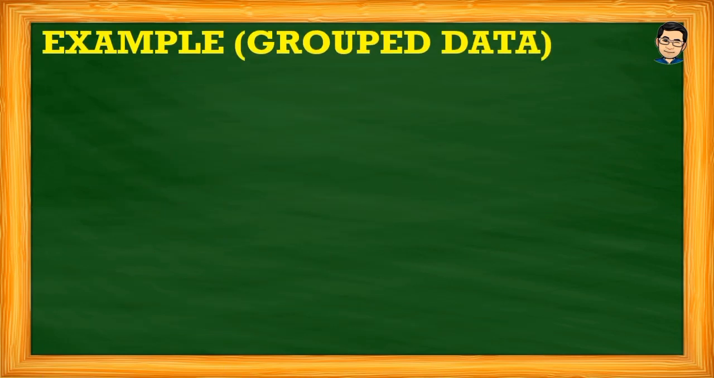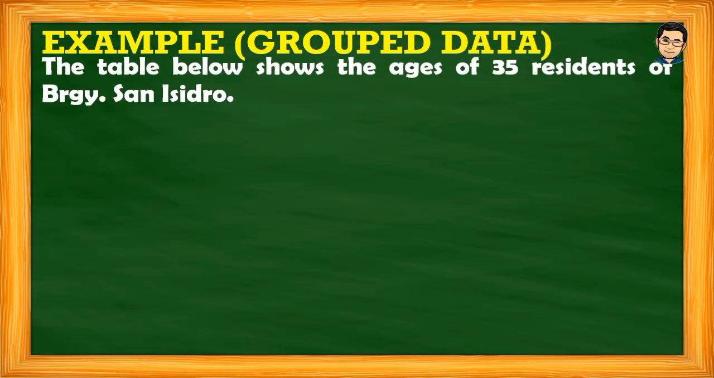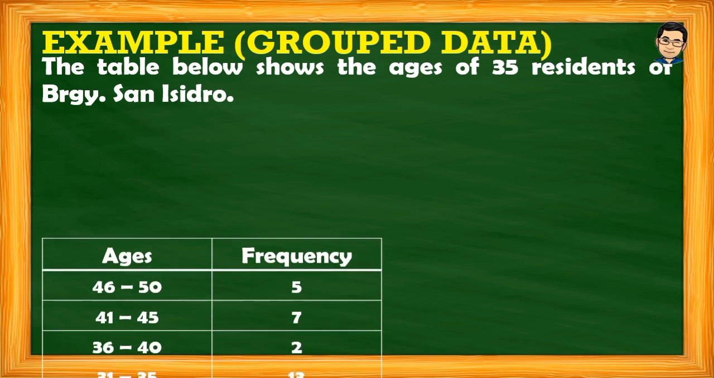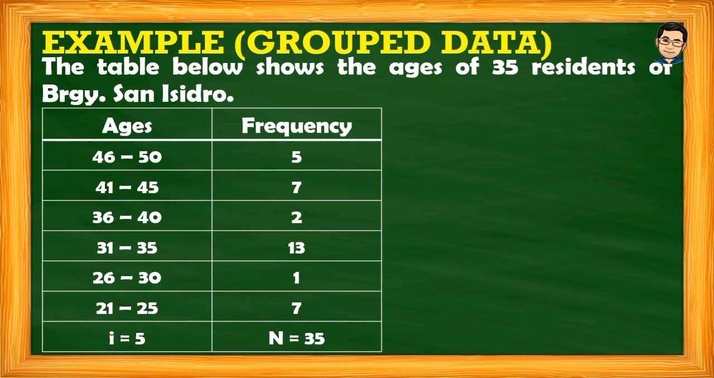So let us have example for group data. So the table below shows the ages of 35 residents of Barangay San Isidro. So we have a frequency distribution table here, wherein in the first column, nakalagay po yung mga edad, ages. And then in the second column, we have frequency. Okay. So, para kunin ang range, so ganito lang po siya. Pag group data, range is equal to upper boundary minus lower boundary.